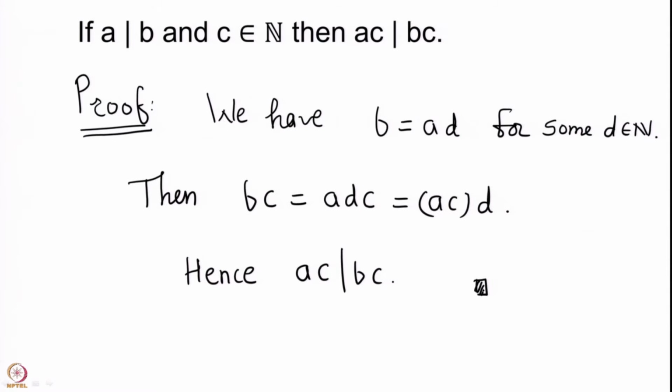Whenever a natural number A divides another natural number B, and to both the natural numbers which are there on either side of the vertical bar, you multiply by a natural number, then the divisibility relation is respected.